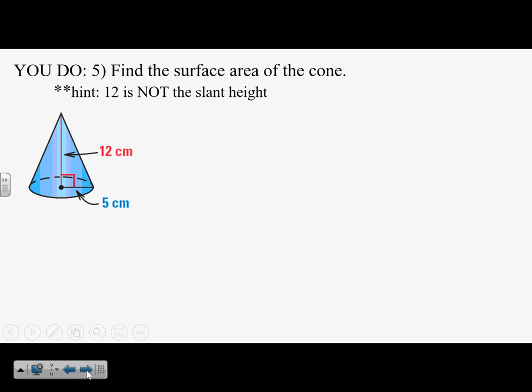So do this one on your own, and again, the biggest thing, the hint, is that 12 is not the slant height. It goes right into the center. It's not the slant height. So if you use your formula, it is pi times the radius, which is 5, squared, plus pi times the radius, which is 5, times the slant height, and we don't know that slant height.